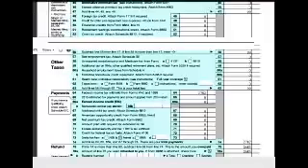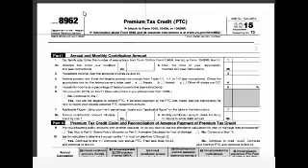Okay, so let's go back to the form 8962. So line 2A, like I told you, most of the time is going to be the adjusted gross income. But if you have foreign income, you're going to add it. If you have tax exempt interest, you're going to add it.